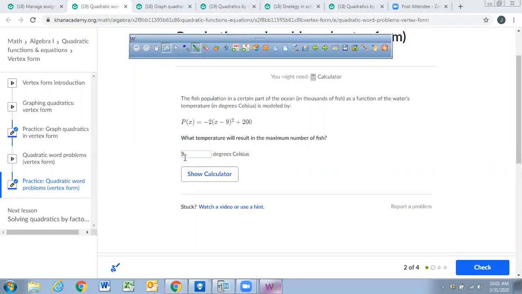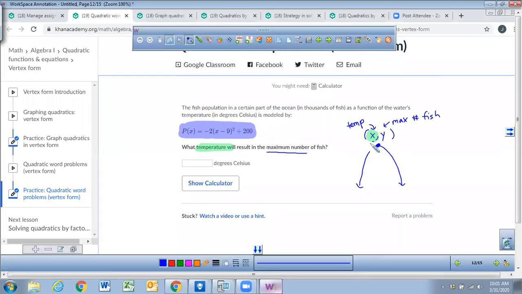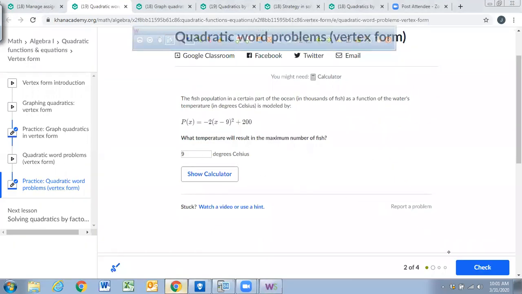So right now, our vertex is at 9 and 200. I want you guys to see that this is in vertex form, so it gives you the vertex every single time. So our answer is going to be just 9. On this particular question, we're just going to put 9 degrees, and that's it.